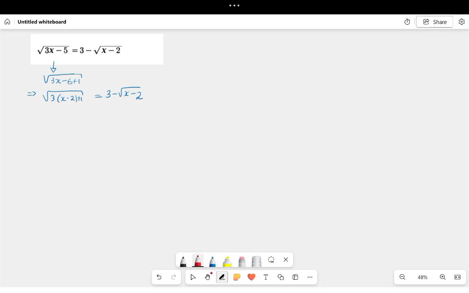Now, if we look at this carefully, you will realize that we have x minus 2 here and x minus 2 over there. And therefore, we'll say let x minus 2 be equal to m. Now, rewriting the equation, it's going to look like the square root of 3m plus 1 equals 3 minus the square root of m.